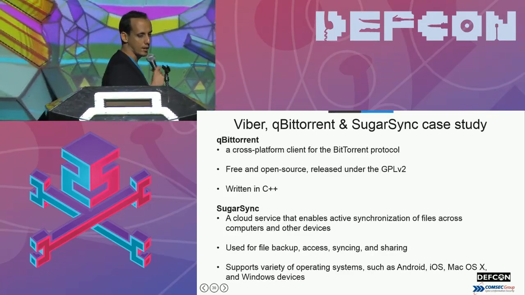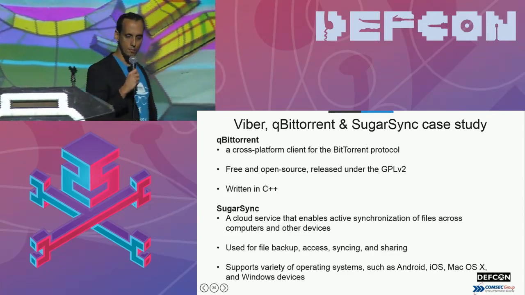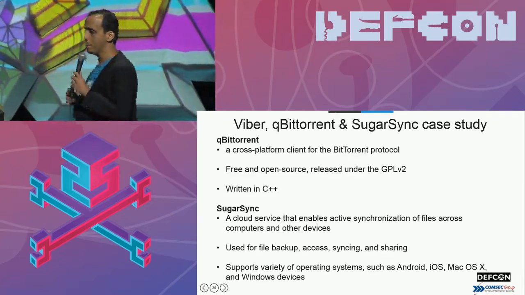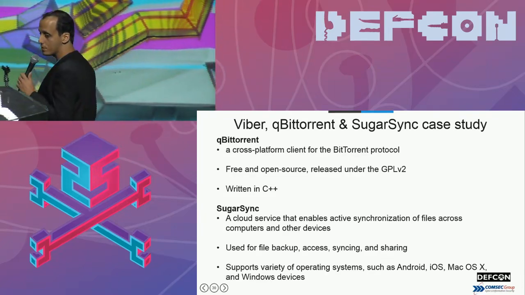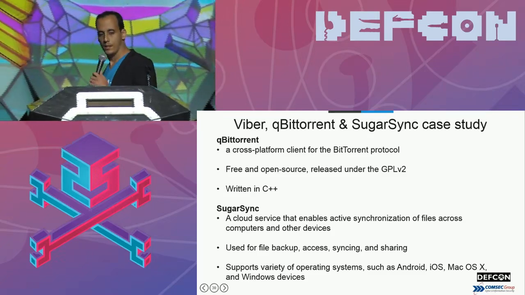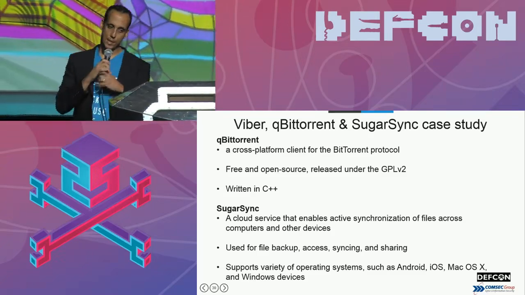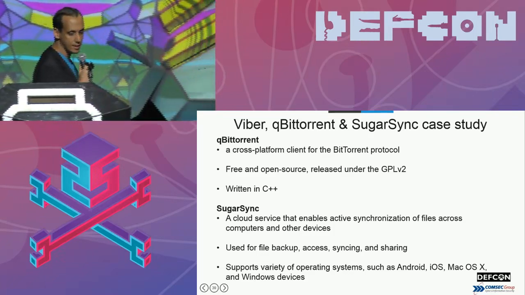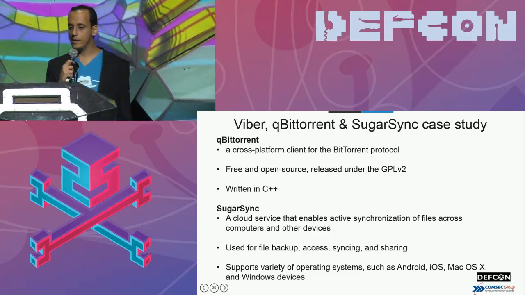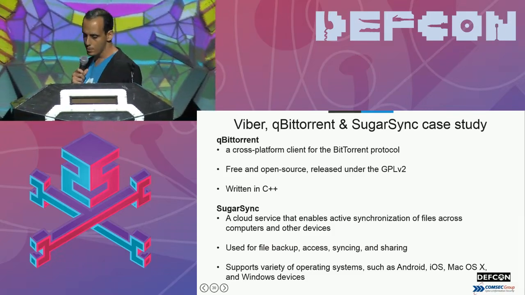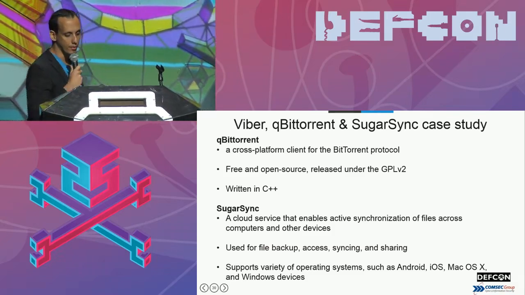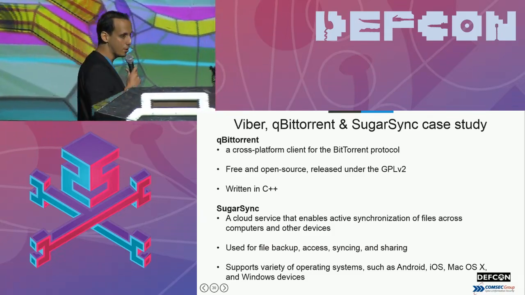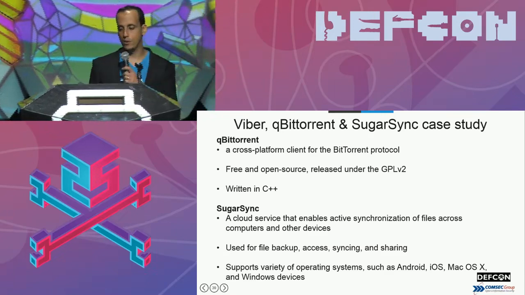QBittorrent, this is a torrent client. Probably most of you know what torrent is. This is a cross-platform client for the BitTorrent protocol, free and open source, written in C++. And SugarSync, the last application that I'm going to show you the demo for, is a cloud service that enables active synchronization of files across computers and other devices, similar to Dropbox. Used for file backup, access, syncing, sharing, it supports a variety of operating systems, including Windows. And this is what I found interesting.